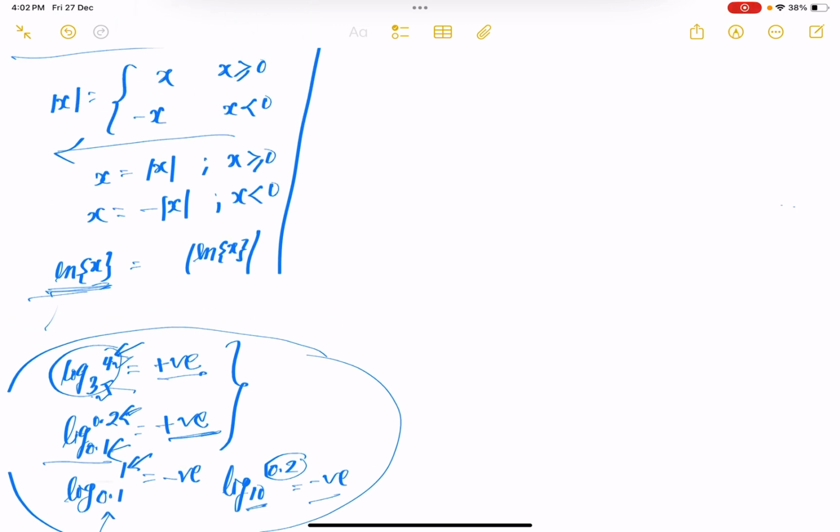Now ln of the fractional part of x is nothing but log of base e of the fractional part of x. The fractional part of x is always less than 1 and the value of e is almost 2.7. So one is greater than 1, the other is less than 1, so this value is negative. And if anything is negative, how to write it in modulus form? It will go with a minus. I hope this is clear.